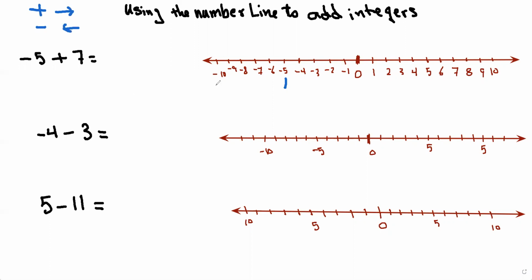So from your starting point, you're adding 7, so you go 1, 2, 3, 4, 5, 6, 7 to the right, and this is your answer right here. So that gives you +2.